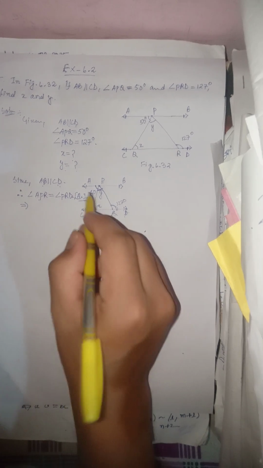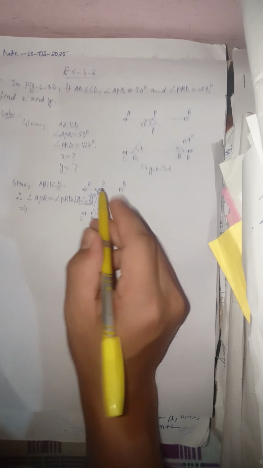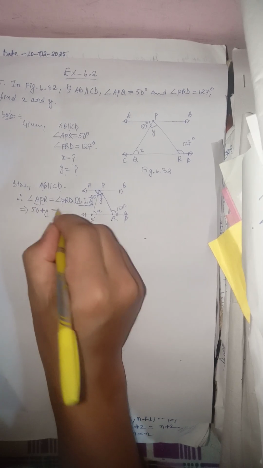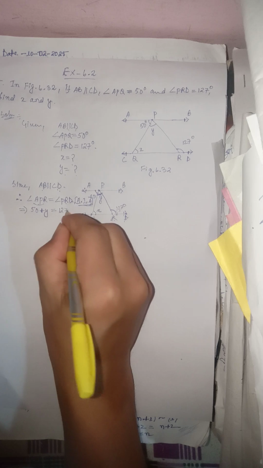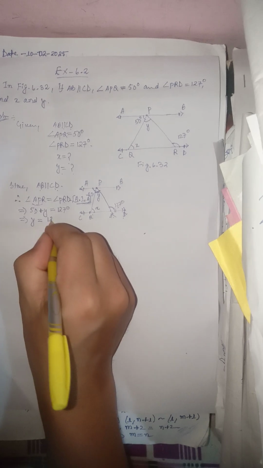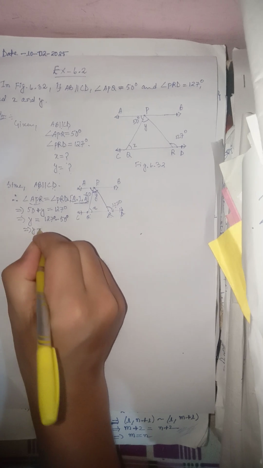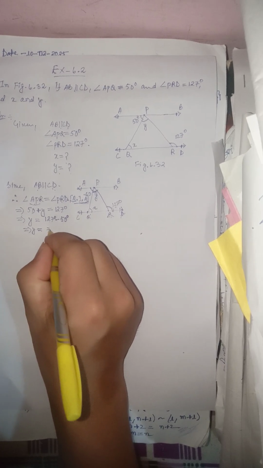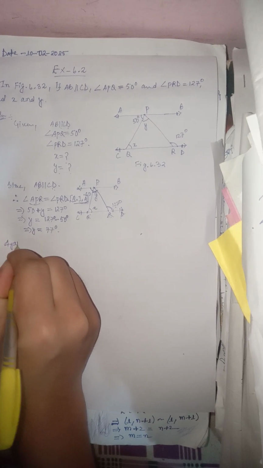What is the value of APR? Actually, APR has been split into two parts: one is 50 and the other is y. If you add these two, then you easily get this angle. And PRD is 127 degrees. Now in order to find the value of y, you need to move this 50 to the other side. Since it is positive, it will become negative. Thus, subtracting 50 degrees from 127, how much would it be? It is 77 degrees. Let me write it again.